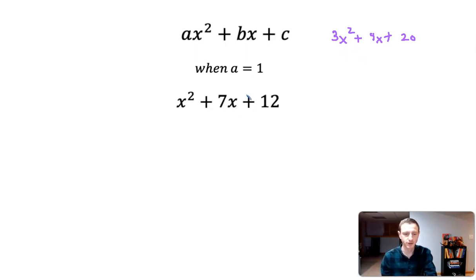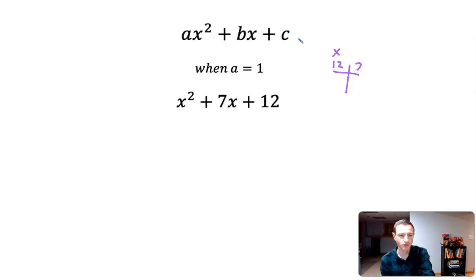Now there are going to be some scenarios in this video where we're going to look at values of a greater than 1, but there's going to be some methods that we could use to create this coefficient being a 1, and then we're going to factor it this way. So when we have this form of a trinomial in ax squared plus bx plus c, and we have a is equal to 1, what we want is two numbers that multiply to 12 and add up to the middle number. So we want two numbers that multiply to c and add up to your b term. So in this first example, we want two numbers that multiply to 12 and add up to 7.